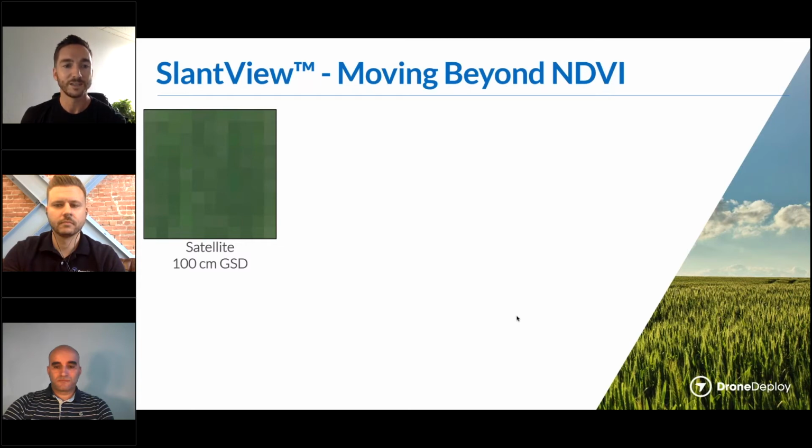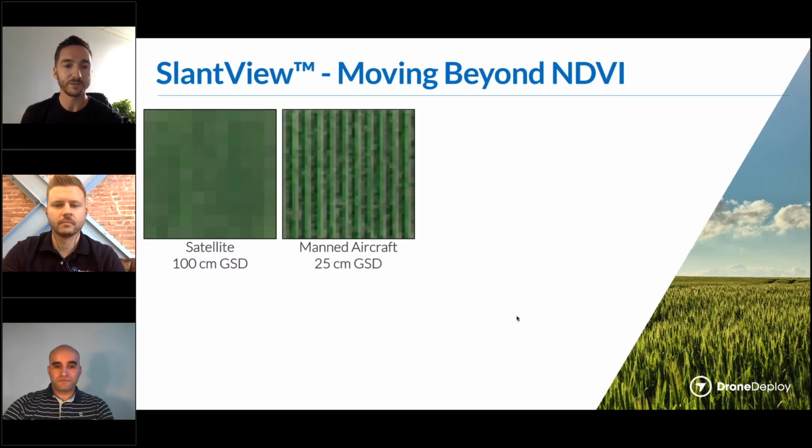So here is a sample satellite image at 100 centimeter GSD. Here is a sample image of the same plot of ground from manned aircraft at 25 centimeter GSD. Just to explain that quickly, that's ground sample distance. A lot of people might call that resolution, but that basically means that each pixel is sampling 25 centimeters on the ground. And this is not to say that you can't do better than this with some manned aircraft, and others will be worse. This is intended to be just kind of typical.